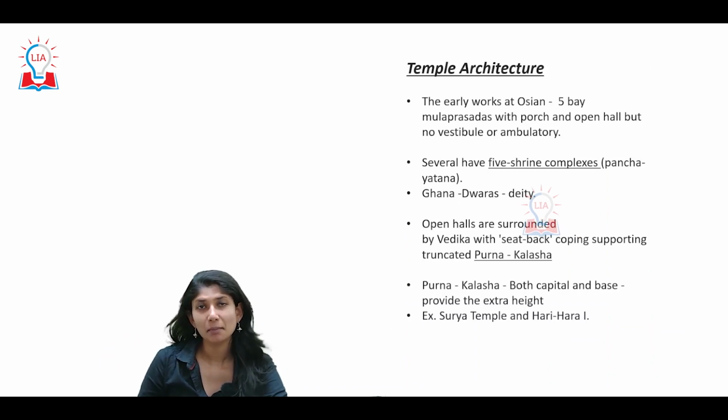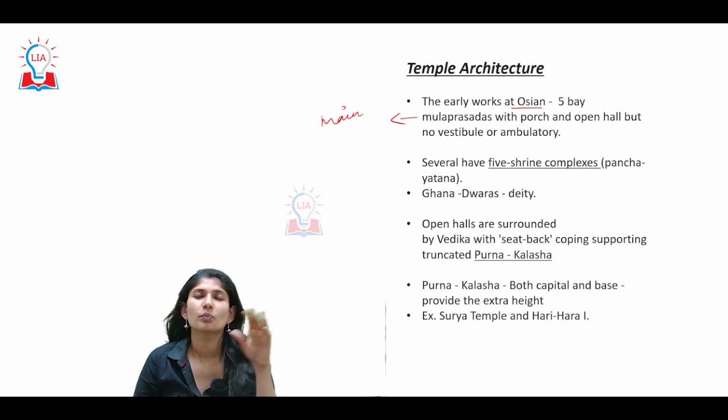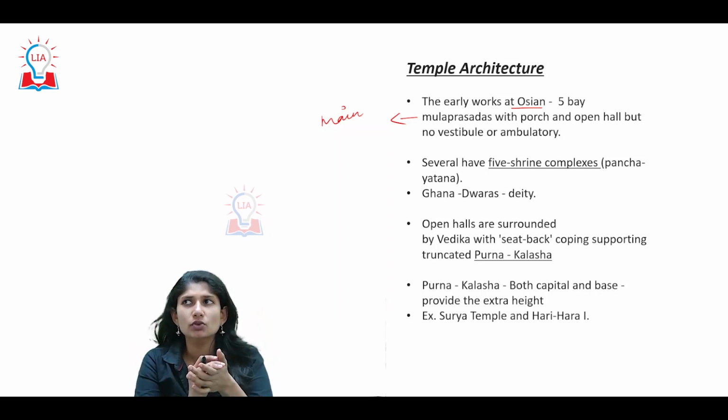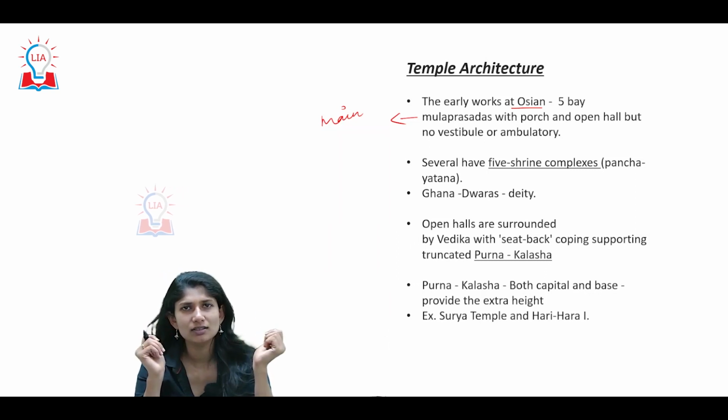Now look at the temple architecture specifically. The works had five-bay Mula Prasadas. Mula means main. They had Mula Prasadas with a porch. Now when you see temple architecture, you see something called Nagara, Dravida, Vesara, but you've also heard about something called the Panchayatan style.